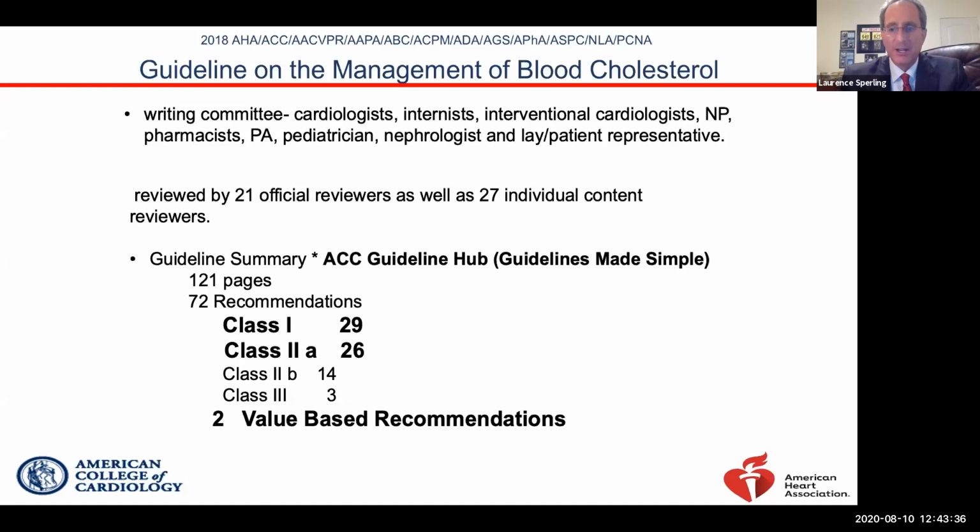I served on the writing group of our 2018 cholesterol guidelines. If you haven't had a chance to read the 121 pages of the guideline, I urge you to review the ACC Guideline Hub, where you can access guidelines made simple. We were the first guidelines to emphasize 2 value-based recommendations.